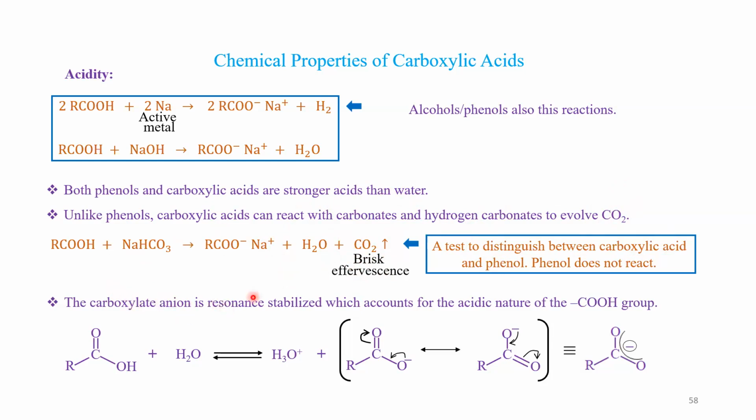Now, the carboxylate anion is resonance stabilized, which accounts for the acidic nature of the COOH group. So when I dissolve carboxylic acid in water, it will give up its H plus ion. Water will become hydronium ion. And when carboxylic acid gives up its H plus ion, it will become carboxylate anion. This carboxylate anion is resonance stabilized. The negative charge is shared between both the oxygen atoms. And since it is resonance stabilized, it can form easily. And since it can form easily, carboxylic acid must be an acid. That accounts for the acidic nature of the COOH group.